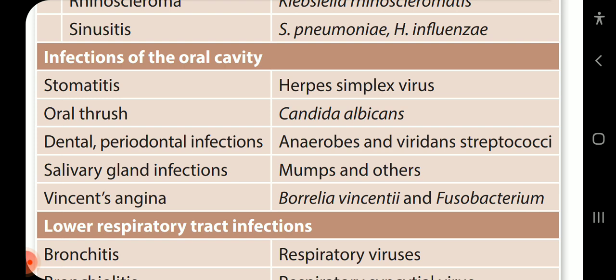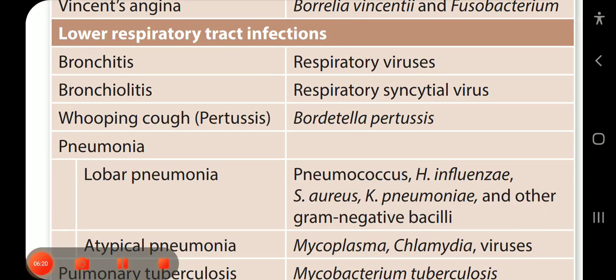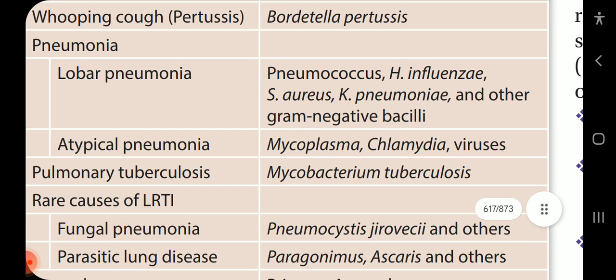Vincent's angina by Borrelia vincenti and Fusobacterium. Now, the lower respiratory tract infection like bronchitis by respiratory viruses, bronchiolitis by respiratory syncytial virus, whooping cough pertussis, Bordetella pertussis, and in pneumonia, lobar pneumonia by pneumococcus, Haemophilus influenzae, Staph aureus, Klebsiella pneumoniae, and other gram-negative bacilli, atypical pneumonia by mycoplasma, chlamydia, and viruses.